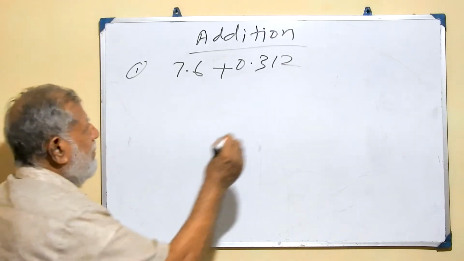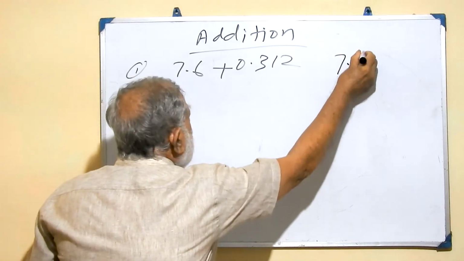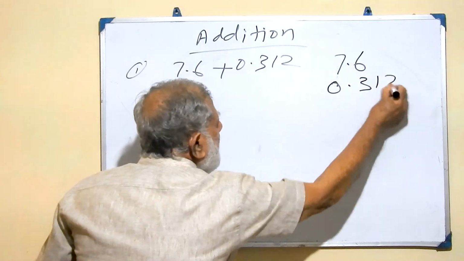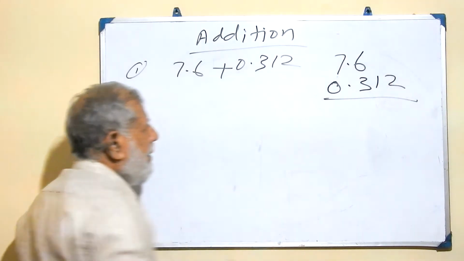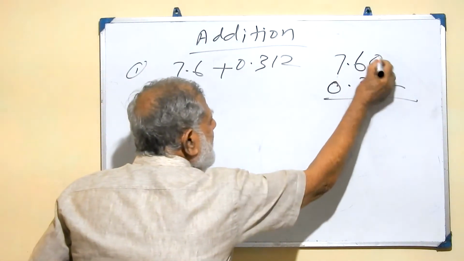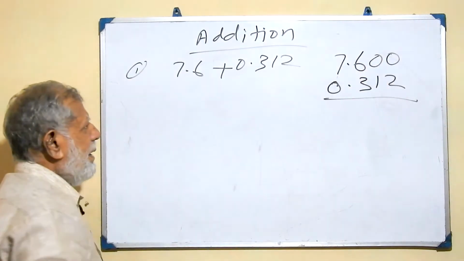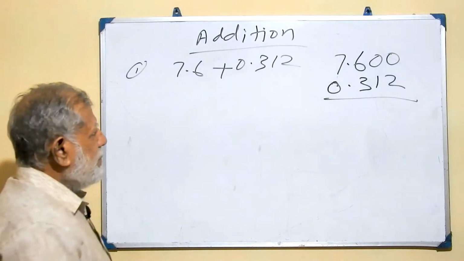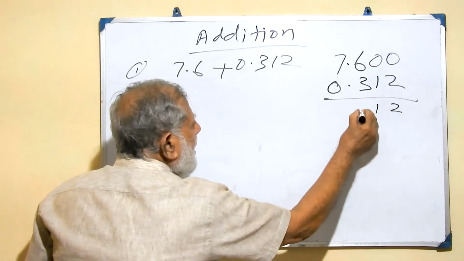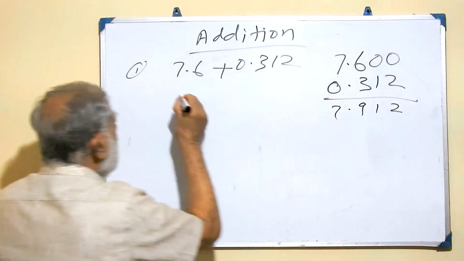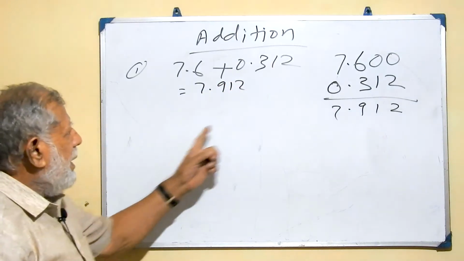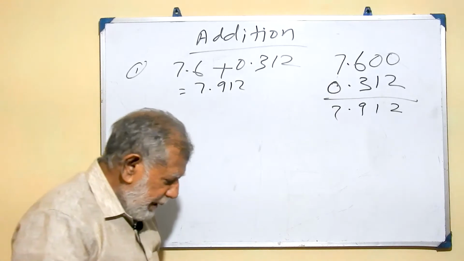What we should do is write the decimal numbers exactly one under the other, like this, when you are adding. And after the decimal, we can put any number of zeros there. It won't carry any meaning. So now add 2, 1, 7, 9, 7. So the answer here is 7.912. What is the rule we followed? We have to put the decimal points one under the other. We will take another example.